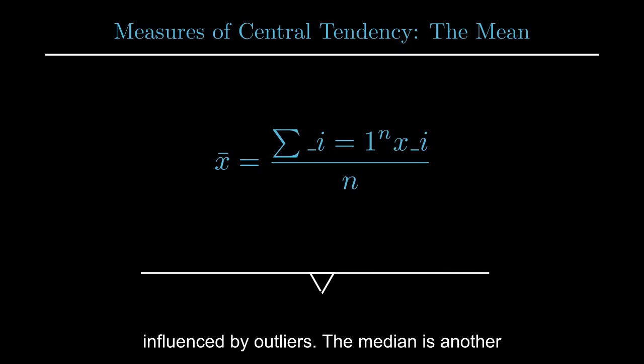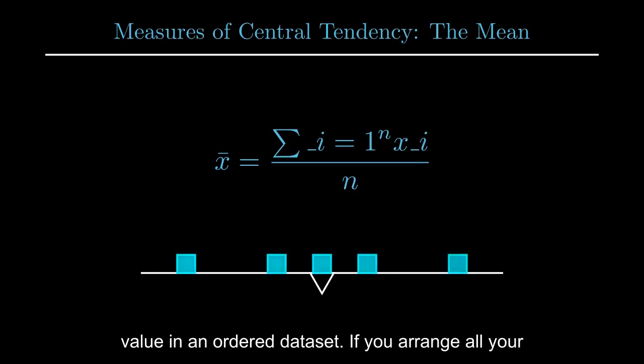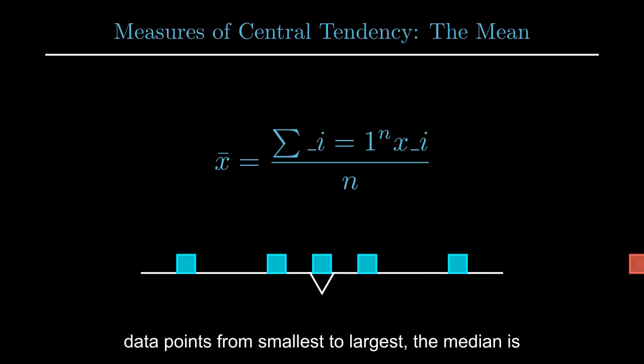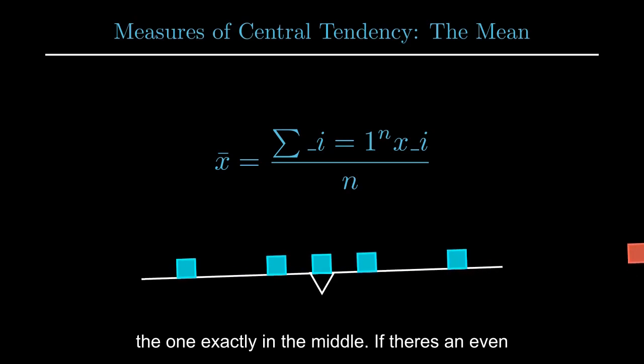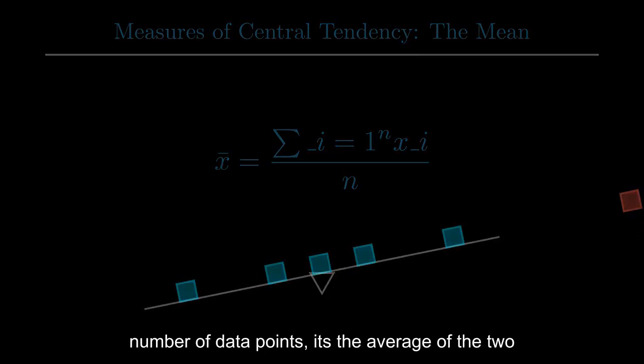The median is another crucial measure of central tendency. It's the middle value in an ordered dataset. If you arrange all your data points from smallest to largest, the median is the one exactly in the middle. If there's an even number of data points, it's the average of the two middle values. The median is robust to outliers, making it a good choice for skewed distributions.